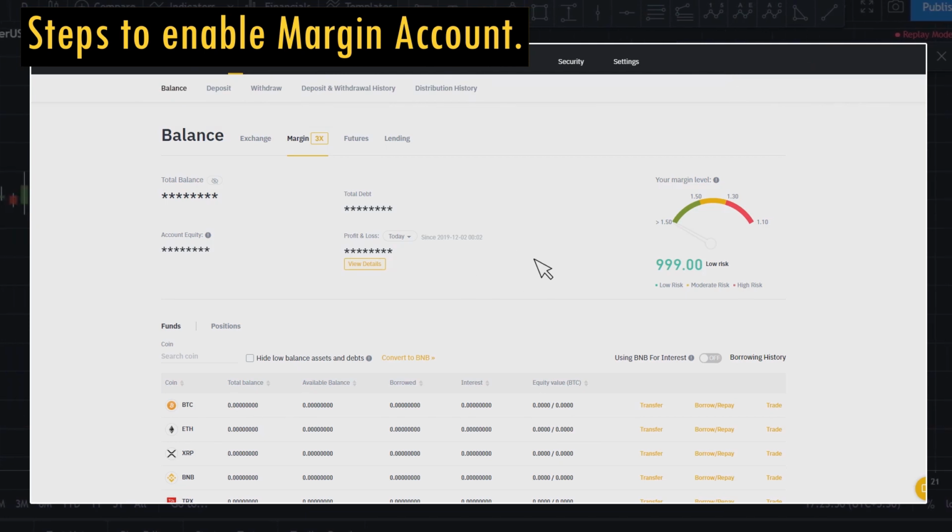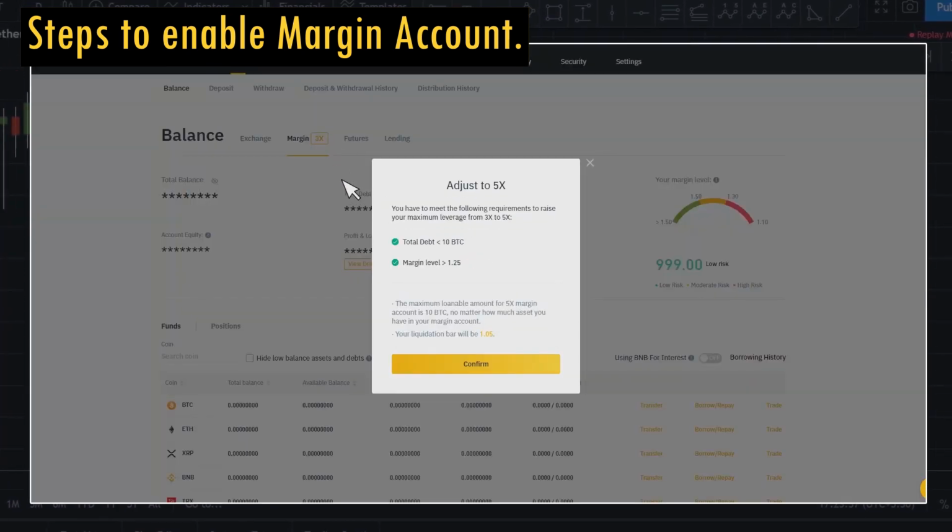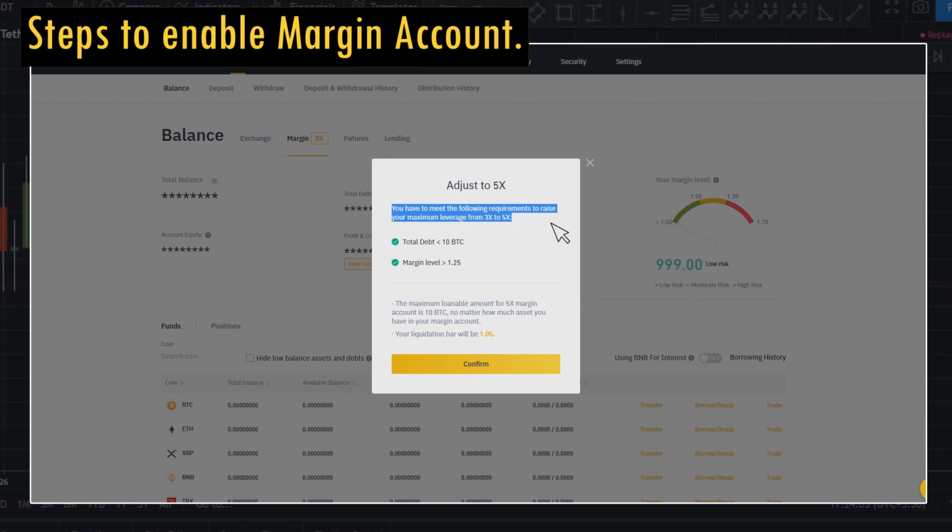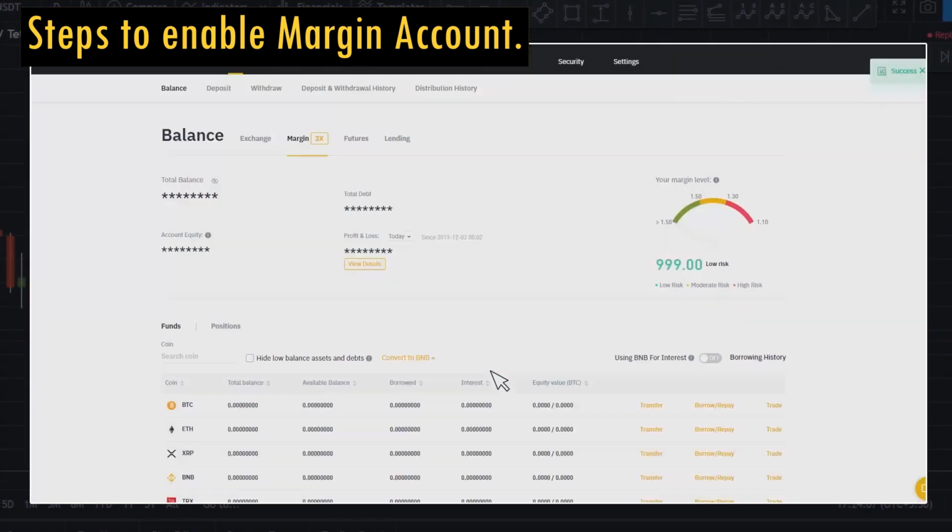That's it. Margin trading is open. Now you can see on the top, by default, it enables only 3x leverage. To change it to 5x, just click on this. And if you confirm, you'll be prompted with some questions. So you have to meet the following requirements to raise your maximum leverage from 3x to 5x. Okay, so you say confirm, and that's it. You have changed your leverage to 5x.